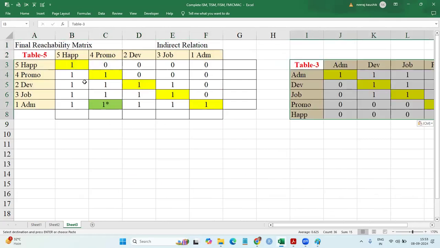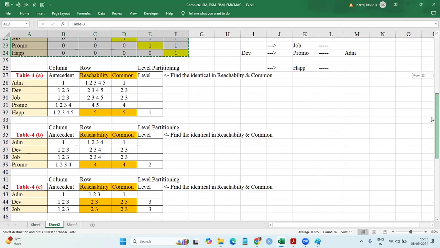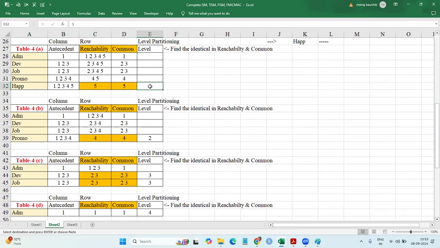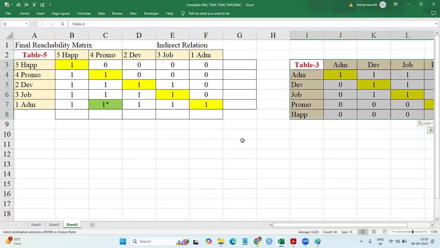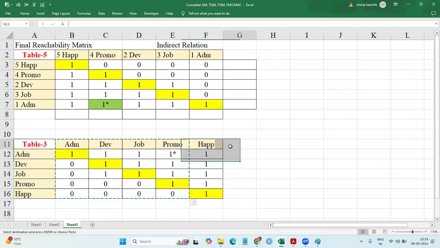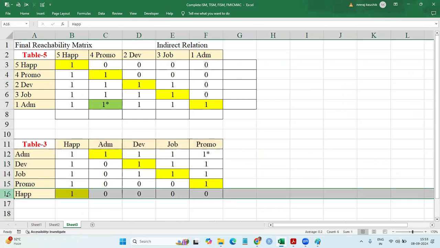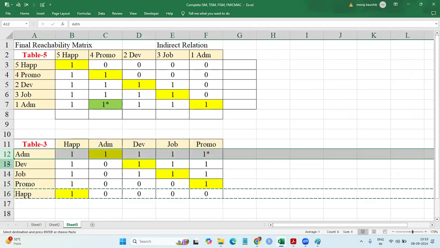Now arrange into this sequence. How do I know this sequence? Look at the level partitioning. The first level is happiness, followed by promotion in the second row and second column. The third row and fourth are job and development, and last is admission. So what I have done, Nancy, is just this. First should be happiness. So let me cut this and put it here. I'm just doing the cut-paste part, and happiness should be here. So cut happiness from here and paste it here.